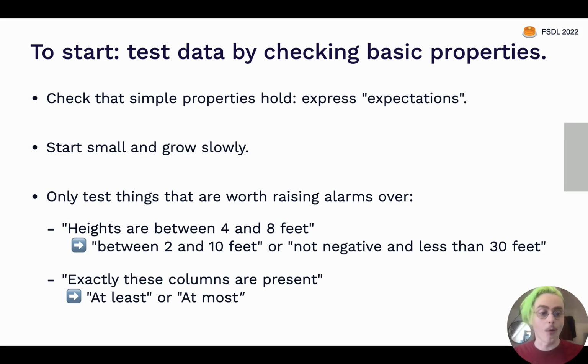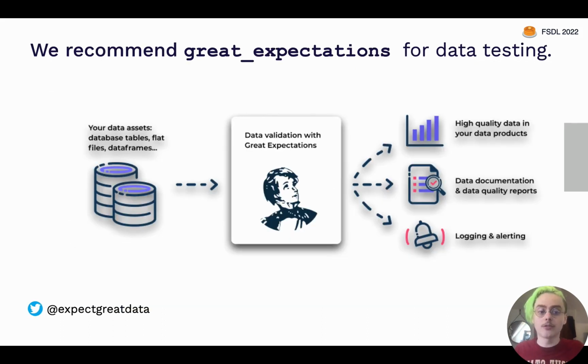So you might be tempted to say, oh, these are human heights. They should be between 4 and 8 feet. But actually, there are people between the heights of 2 and 10 feet. So loosening these expectations to avoid false positives is an important way to make them more useful. So you can even say that height should be not negative and less than 30 feet. And that will catch somebody maybe accidentally entering a height in inches, but it doesn't express strong expectations about the statistical distribution of heights.